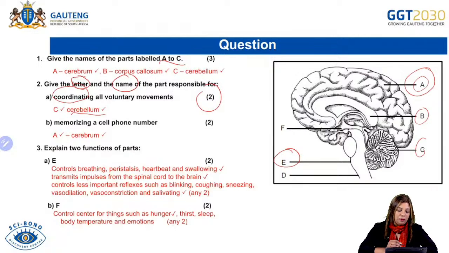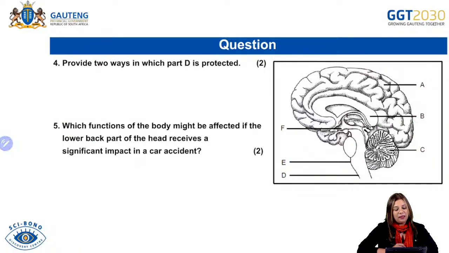And then if we look at part F, remember, so now let's look at F. What label would F be? Because it's controlling things like hunger. Remember we said hunger is hypothalamus. That's how we remember it, isn't it? So the hypothalamus will control hunger, thirst, sleep, body temperatures, and emotions. That's actually quite an important part, because you need to be emotionally stable to be able to function. And then we look at the others.